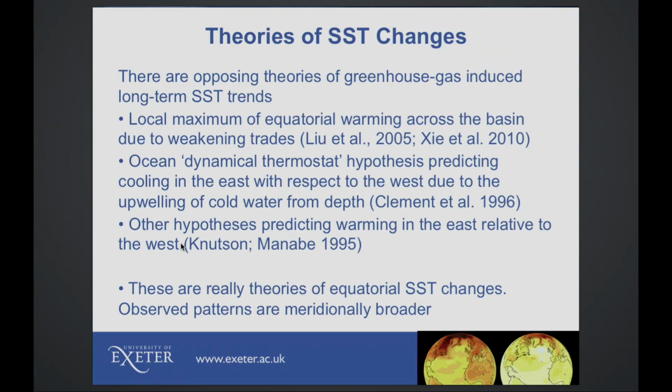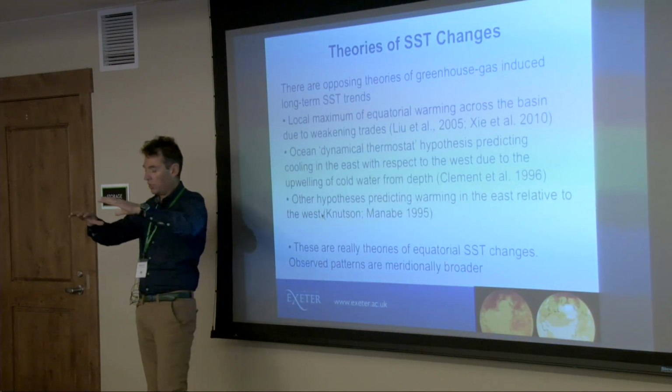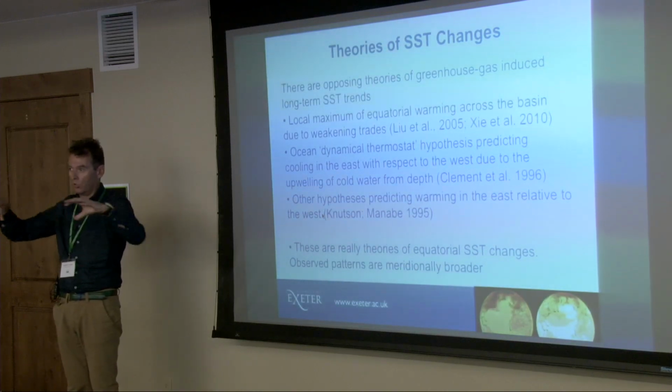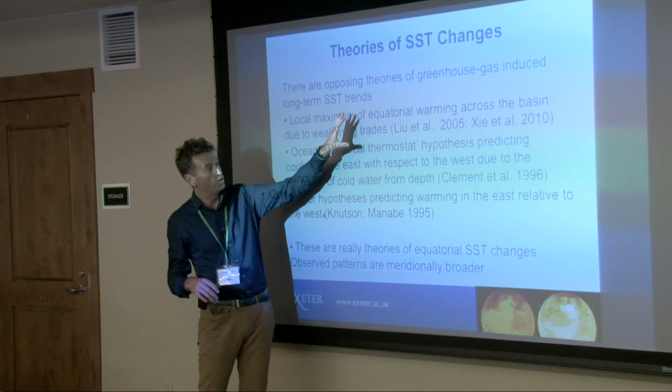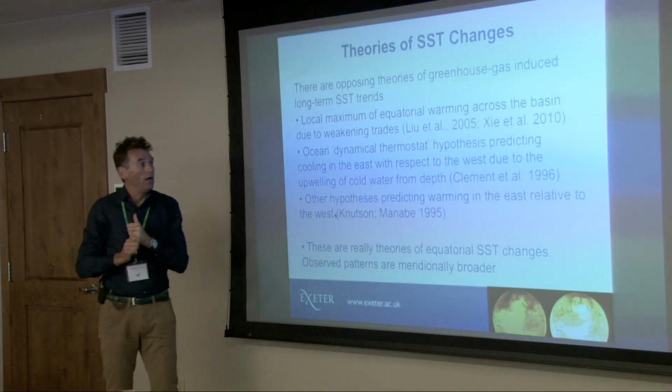If we look to our theories about how we expect SST patterns to change under greenhouse gas forcing, there are a number of different ones. Possibly the most well accepted is the idea of having this peak of SST warming on the equator, kind of a zonal mean picture, peak warming due to the weakened trends. And Shangping has a nice paper on this.